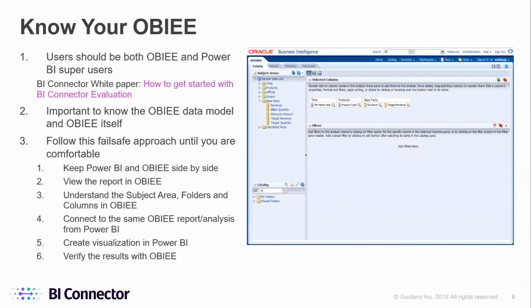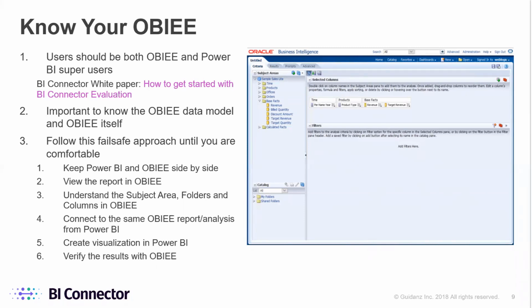First, run the report or analysis in OBIEE, understand the subject area, folders, columns, filters, and the total number of records that are in the report. Note down the query performance when fetching the entire data for the report. So not just the first 75 rows that is displayed in the first page of OBIEE, but actually the whole data set that you are going to get for a particular query in the OBIEE.